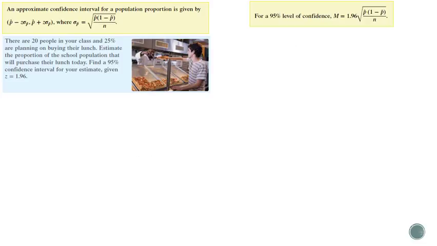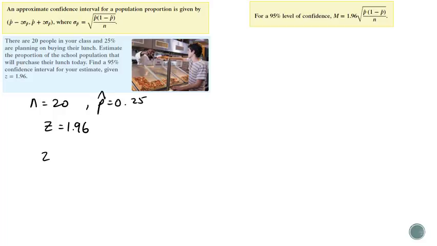Okay, so there are 20 people in your class and 25% are planning on buying the lunch. Estimate the proportion of the school population that will purchase the lunch today. Find a 95% confidence interval for your estimate, given that z is equal to 1.96. So let's firstly write down what we know. We know the sample size is 20 people. And we want z to be equal to 1.96.